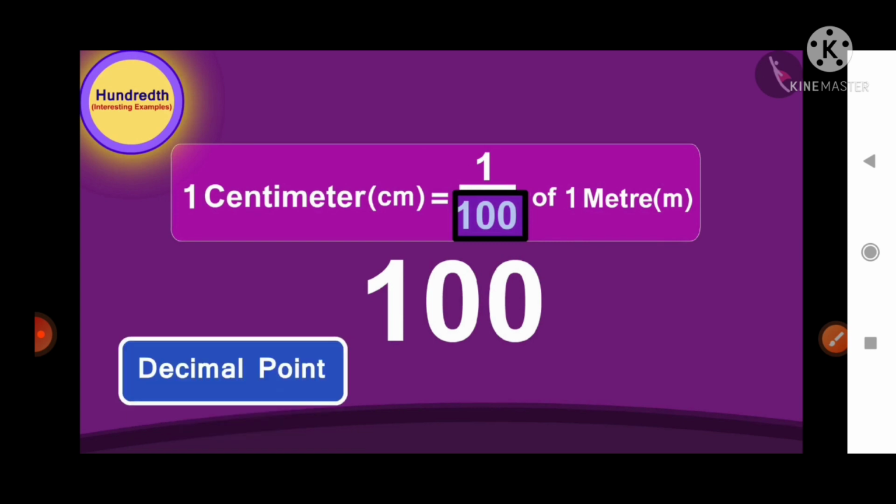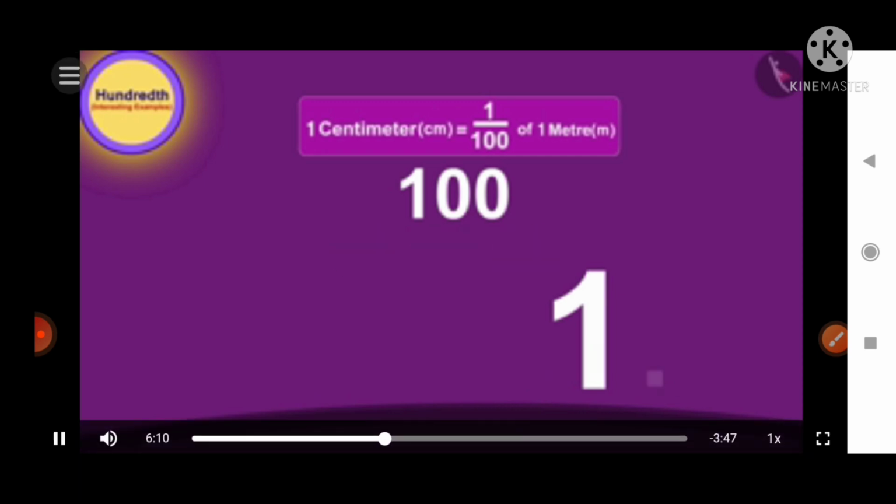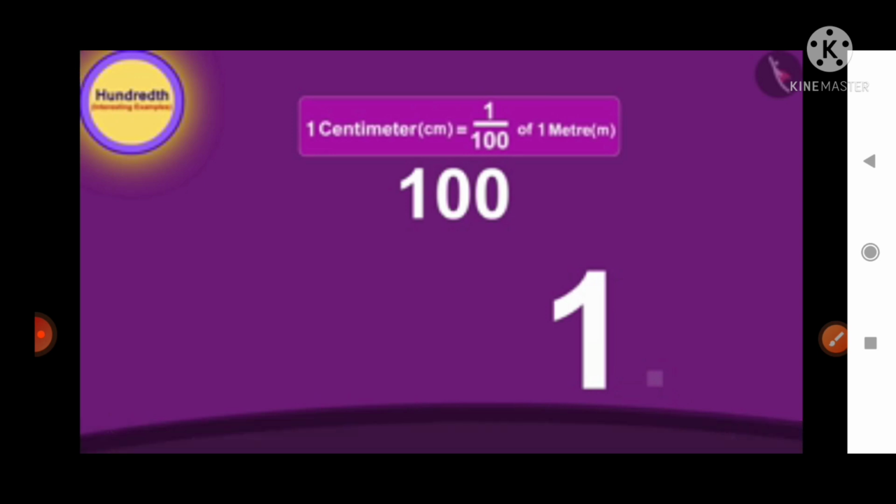We will move the decimal point twice to the left, starting from the end of the number like this. So, children, can you understand? The 1 divided by 100. So, in 100 we have 2 zeros, so from the end we will need to move 2 digits, children.